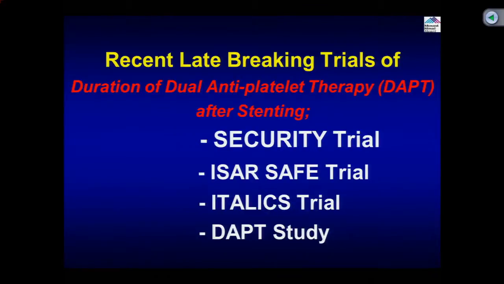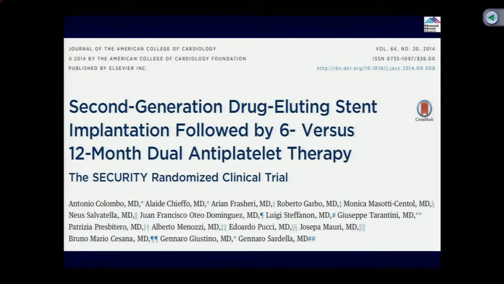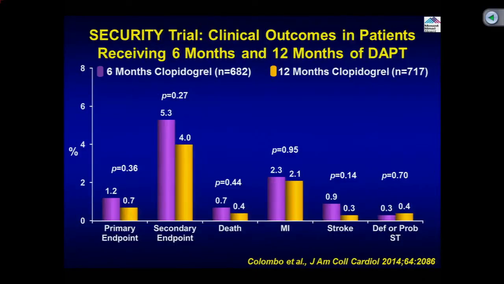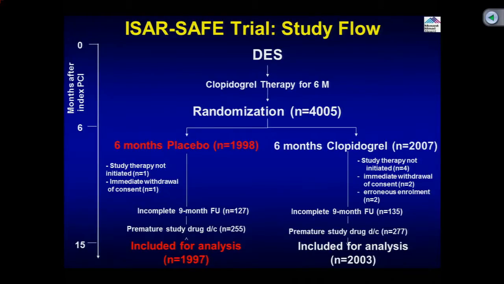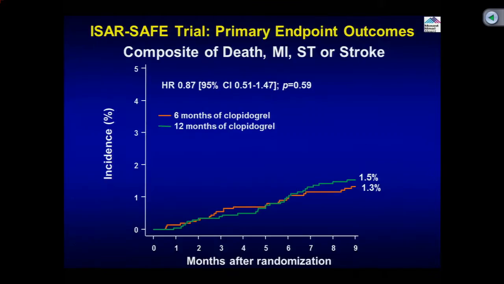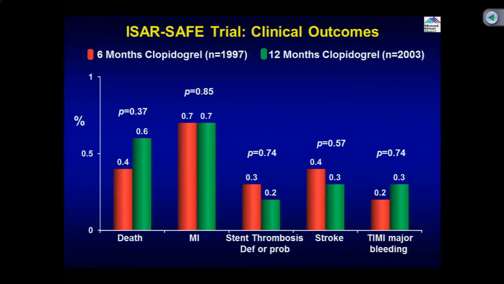Now, four trials: SECURITY, ISAR-SAFE, ITALIC, and DAPT. SECURITY was presented at TCT and AHA last one; three of them came to the limelight: ISAR-SAFE, ITALIC, and DAPT. Clearly, this SECURITY trial from Italy, 6 months versus 12 months, showed identical outcomes in terms of MACE, bleeding, as well as stent thrombosis. Then ISAR-SAFE was supposed to enroll 6,000 patients but was prematurely terminated at 4,000 because of poor enrollment, and showed similar results. These were low-risk patients; the overall MACE rate was 1.5 versus 1.3 for 6 versus 12 months, and again no difference in the individual components.